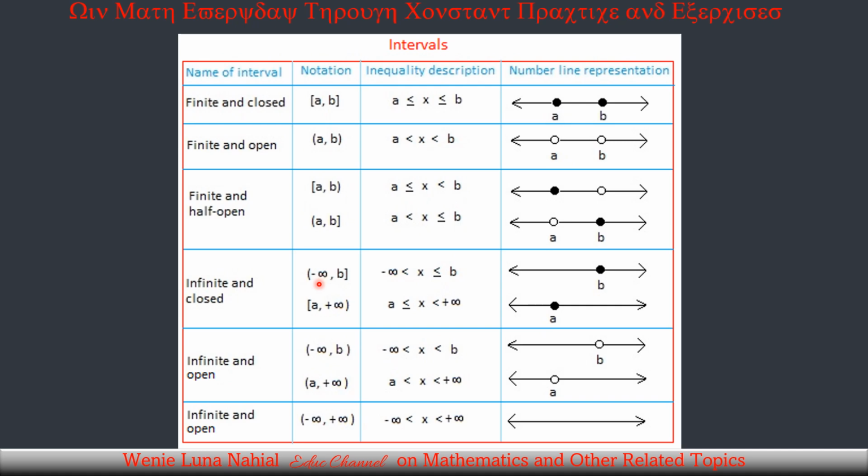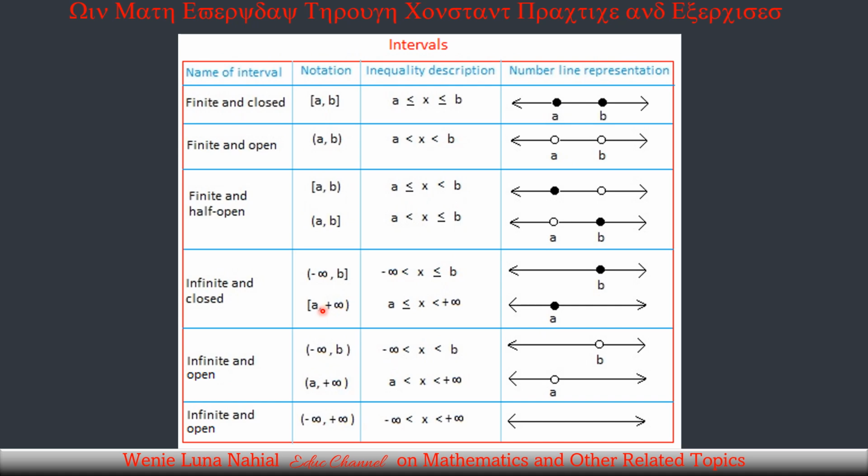and we do not know where this will end because that's negative infinity. In inequality, this one, negative infinity is less than X, and X is less than or equal to B. In terms of number line, it looks like this. B has a solid dot. So we are referring to all the numbers to the left of B right here.